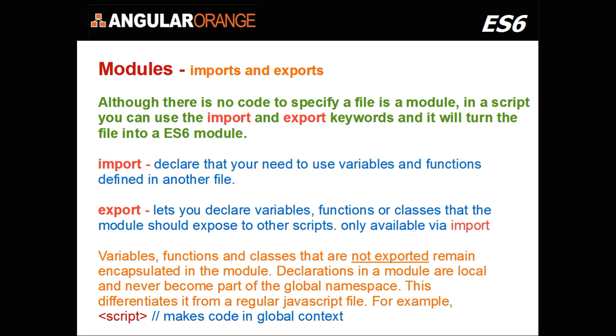With import, you declare what you need to use: variables and functions defined in another file. With export, you declare variables, functions, or classes that the module should expose to other scripts, which are only available via import. So variables, functions, and classes that are not exported remain encapsulated in the module. Declarations in the module are local and never become part of the global namespace. This differentiates it from a regular JavaScript file. For example, when you put a script in your file, it makes the code global context.